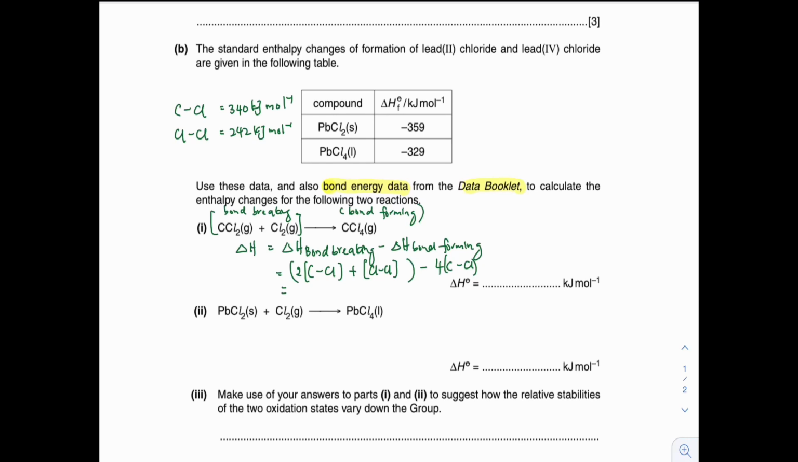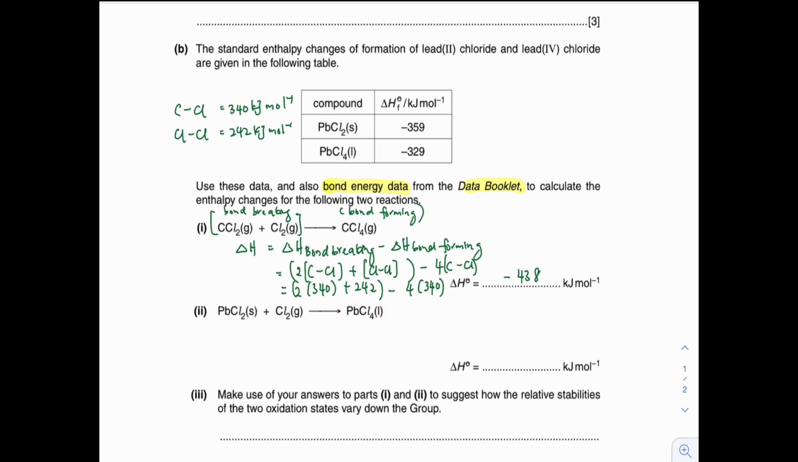Alright, so we're going to substitute all the values in. So it will be 2 times 340 plus 242 minus 4 times 340. So your answer is going to be negative 438 kilojoule per mole.